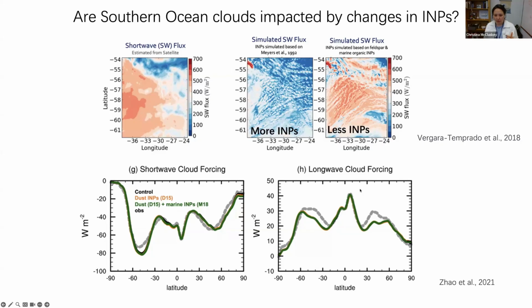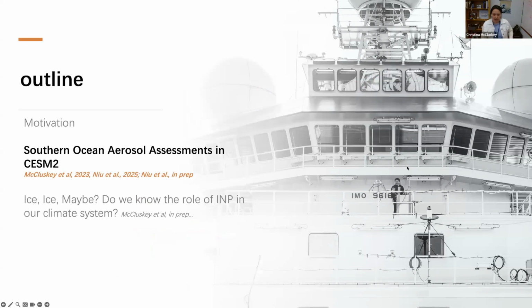So then again, shortwave cloud forcing, longwave cloud forcing. They also looked at ice water path and other metrics. They don't really see much difference. And so this is showing in a different model that the ice nucleating particle population has no real control over the climate. So this is, of course, driving and motivating a lot of our research: okay, what is the way we do this, or what is the answer?